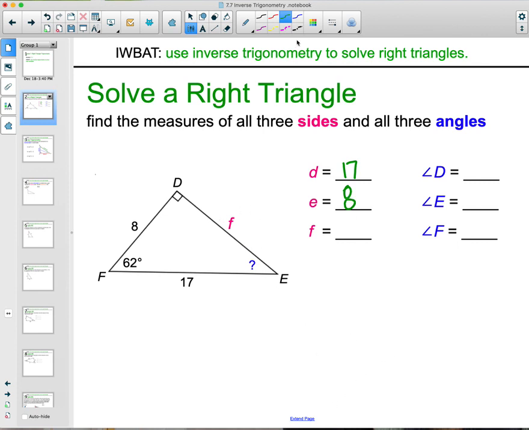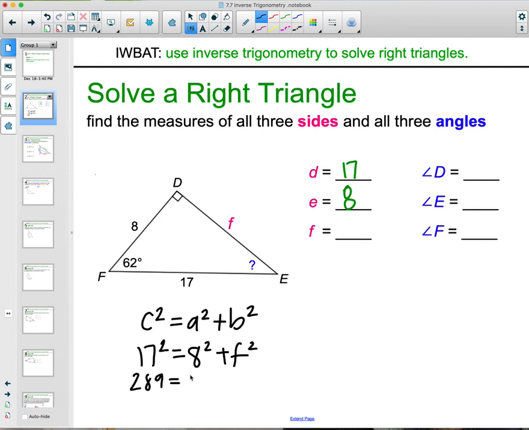When you've got 2 out of the 3 sides, you can revert back to using the Pythagorean theorem to find the missing one. Remember, the Pythagorean theorem is c squared equals a squared plus b squared. So we'll type in 17 for the c, so 17 squared, and a squared and b squared can be in any order, so 8 and f squared. 17 squared is 289, which equals 8 squared, which is 64, plus f squared.